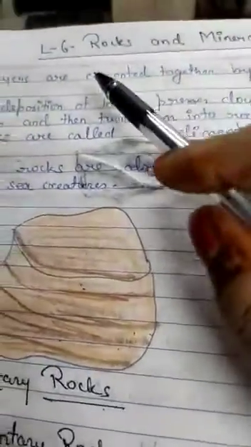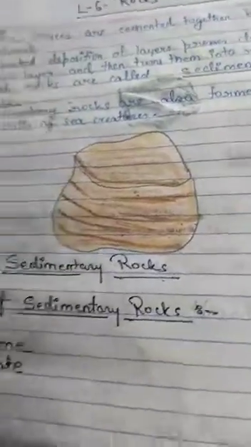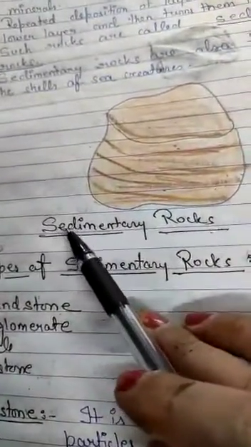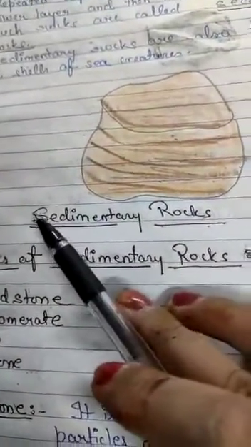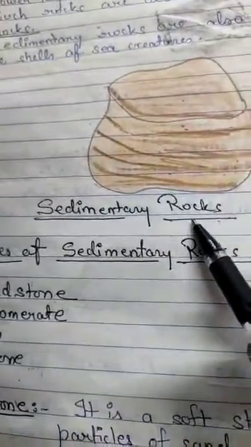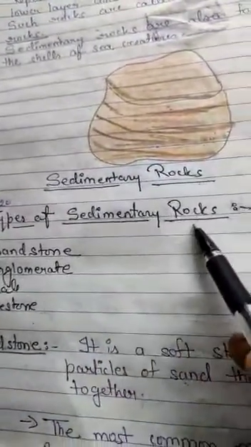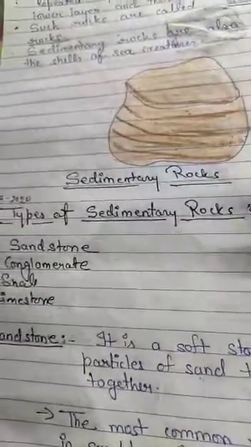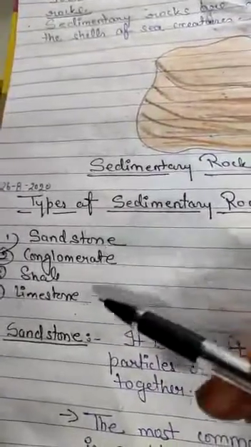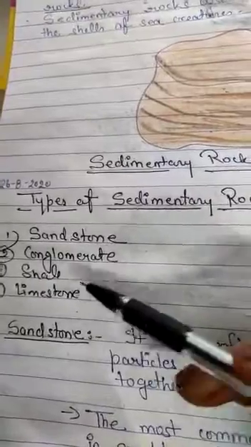Good morning class. We are studying lesson 6 of science, that is rocks and minerals. In this chapter we are studying about types of rock, in which in the last class we discussed the second type of rock, that is sedimentary rock, and today we will discuss types of sedimentary rock. There are basically 4 types of sedimentary rock: sandstone, conglomerate, shale and limestone.